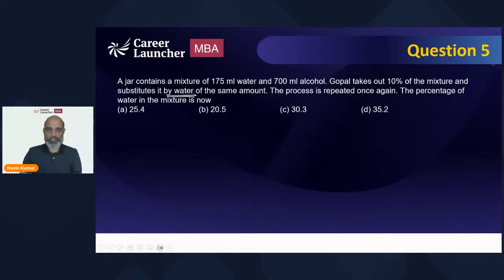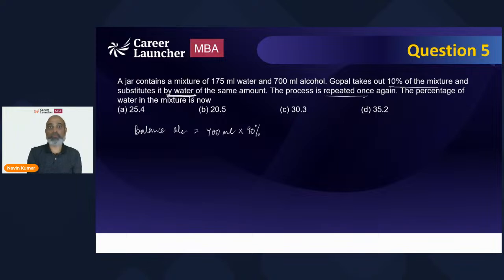Now, how do we solve it? We will ask, what is the balance alcohol? Balance alcohol would mean initial alcohol. Initial alcohol is 700 ml, right? Now, out of this 700 ml, if 10% of the mixture is being taken out, can we say 90% of the mixture is left?